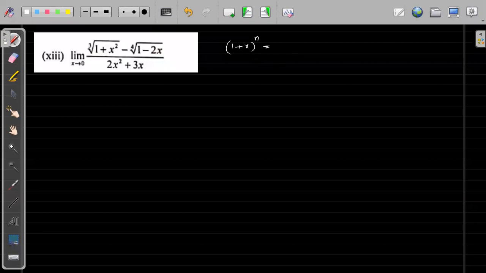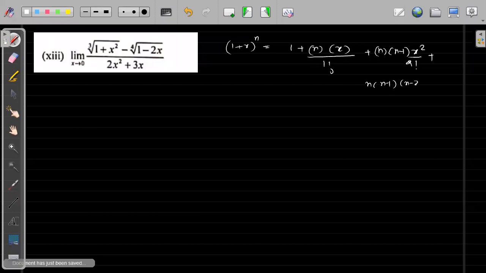was simply 1 plus n into x divided by 1 factorial, plus n into n minus 1 into x square by 2 factorial, plus n into n minus 1 into n minus 2 by 3 factorial into x cube, and so on. If you remember, this was the actual expansion. We get this by expanding the series. If you expand in the same way this one and this one, you will get exactly the same answer, right?